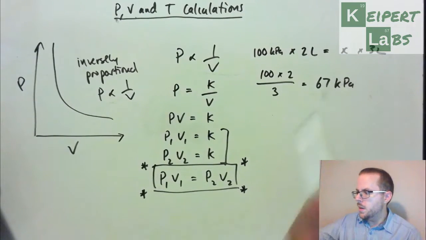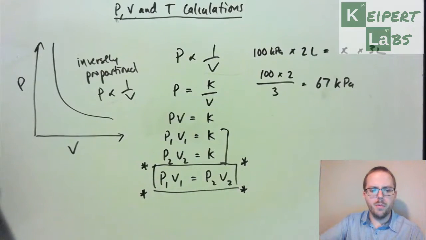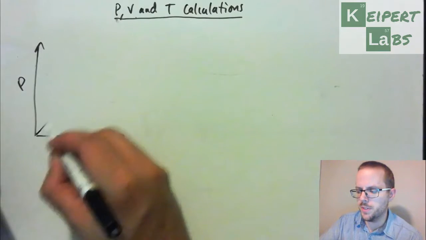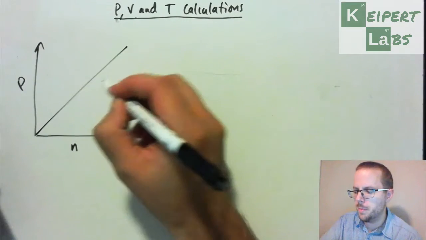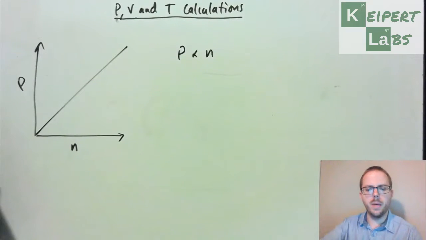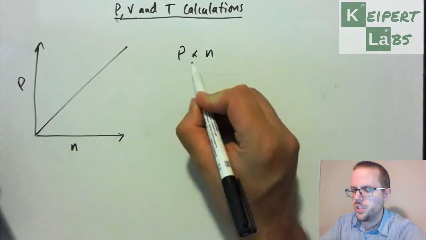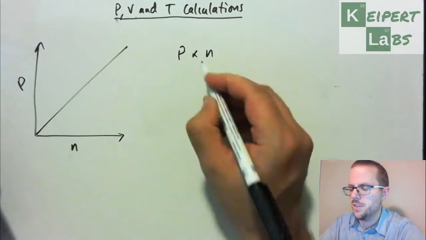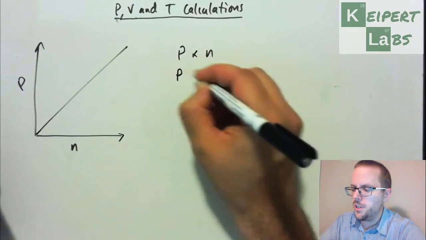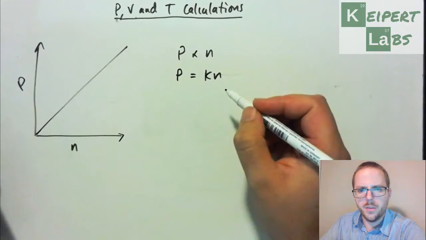All right, now we're going to have a look at pressure and number of particles. What we saw with this relationship was a directly proportional relationship. That is, pressure is proportional to the number of particles. Just as before, to take the proportionality out, let's introduce this constant K, or some constant. So we can say that pressure is equal to some constant number multiplied by the number of particles.